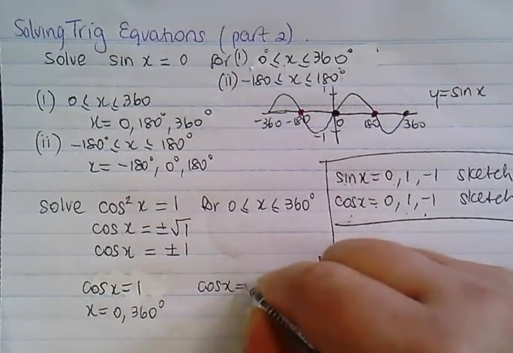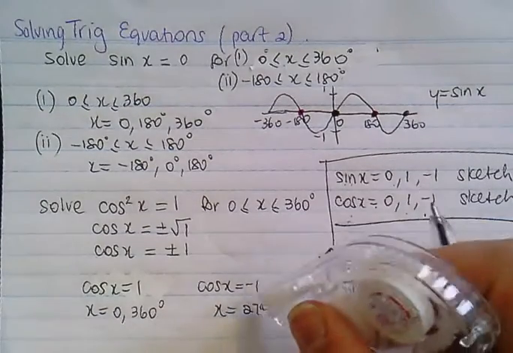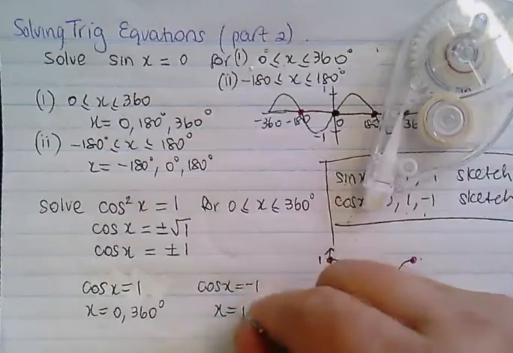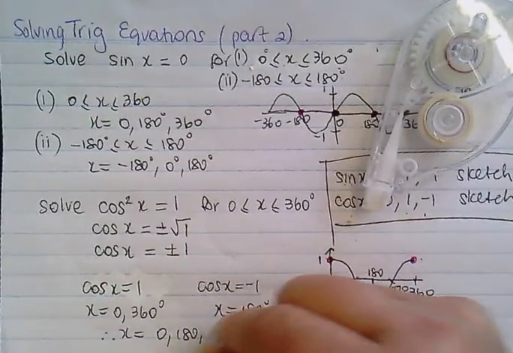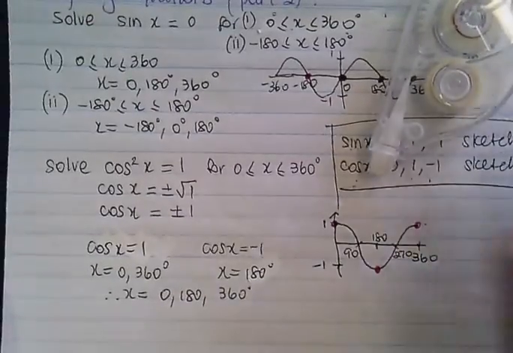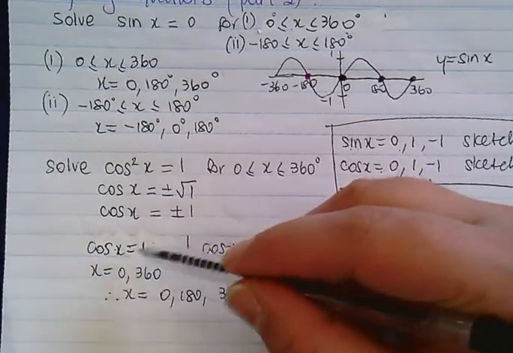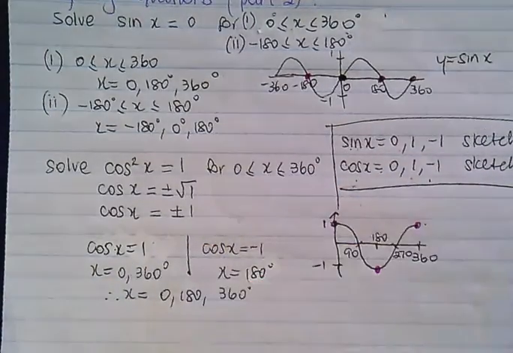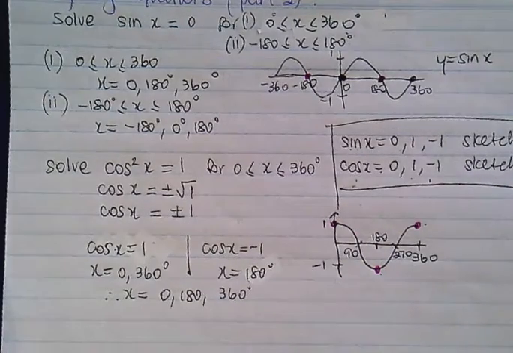And cos x is -1, that has solution of 180. But then you would have to sort of say, therefore, x is 0, 180, 360. But in this case, you could have just done it in the one step. But often, some people like to do them separately. My solutions for cos x equals 1 are 0 and 360. My solutions for cos x is -1 is 180 degrees.